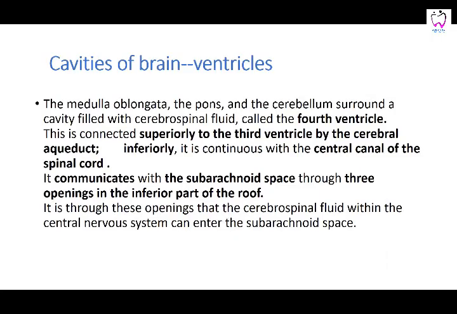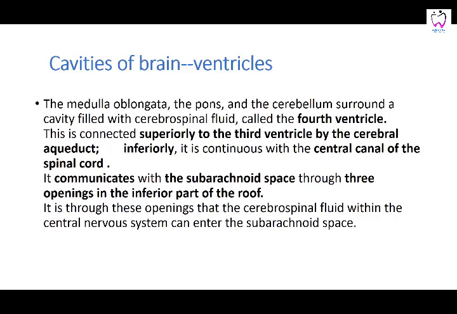Then what are the cavities of the brain, or the ventricles of the brain? The medulla oblongata, pons, and cerebellum surround the cavity filled with cerebrospinal fluid. Basically, the pia mater and the arachnoid mater cover the brain very intimately with each other. But at certain places, when they project from one place to the other, at times the space between the two increases in size, and that is what we call the cisterns, or basically the enlargement of the subarachnoid space, which contains the cerebrospinal fluid.